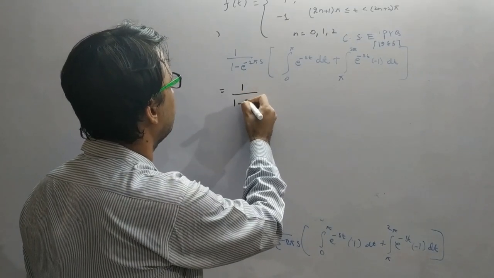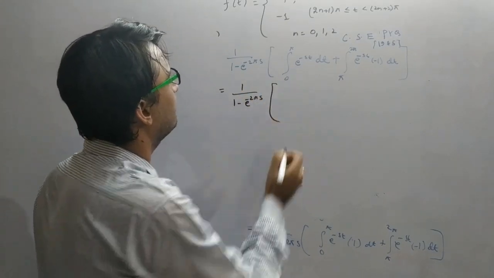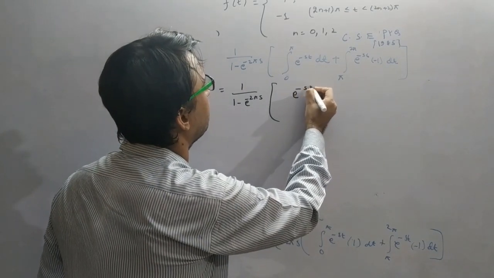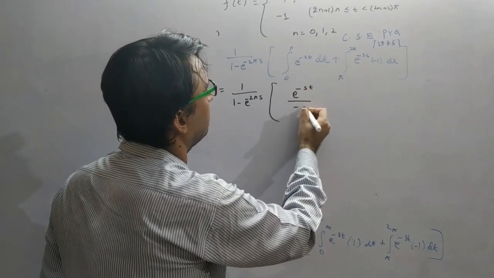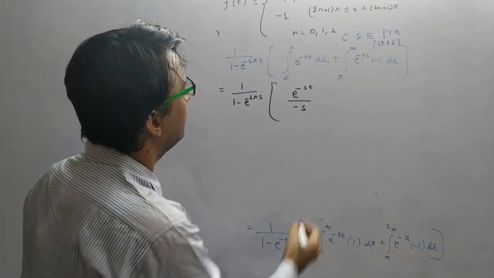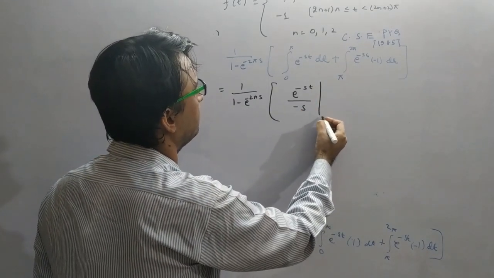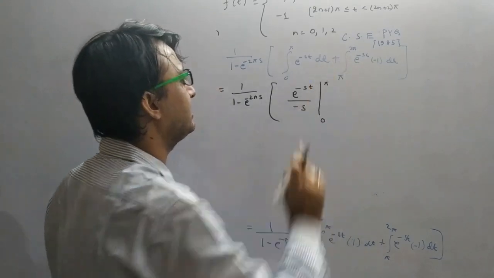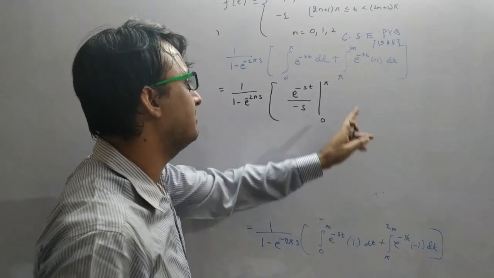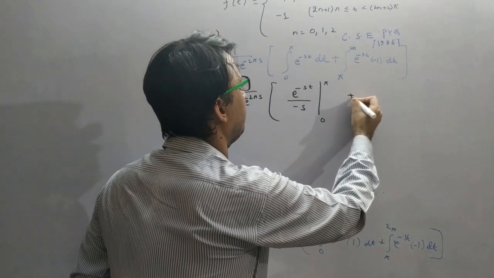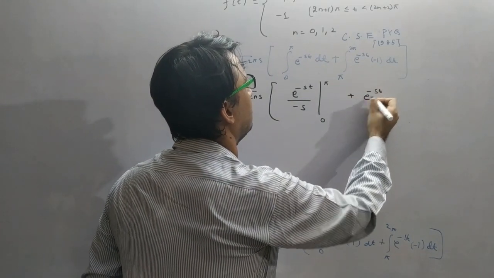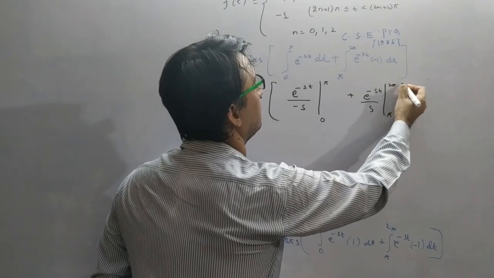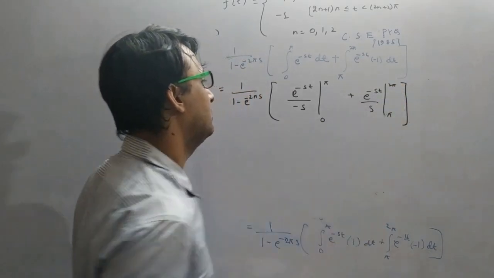this becomes what? If you take the integration of this one, it becomes e to the power minus st divided by minus s, and the limit runs from 0 to pi. Here we take the minus sign outside and the integration is the same, so minus minus will become plus. There is no doubt about it, but its limits, mind you, are different, that is from pi to 2 pi.